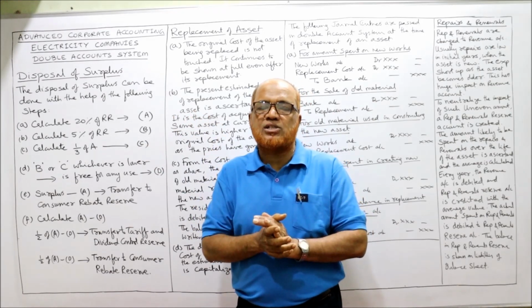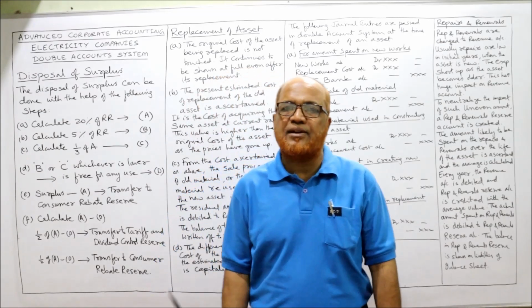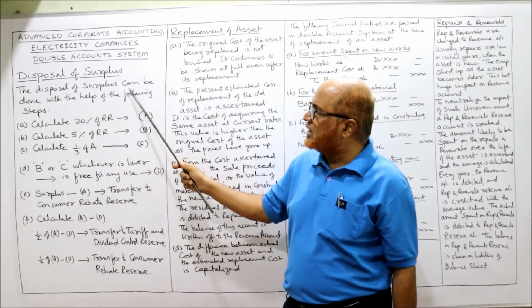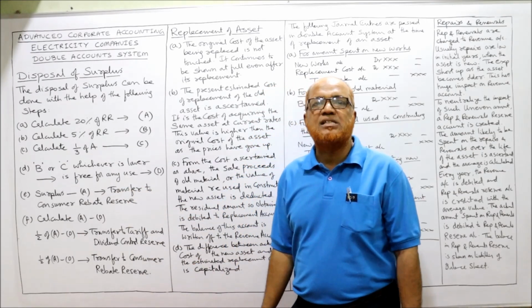Now I am going to explain how to dispose of the surplus. What is the procedure given by the Electricity Act? So here, disposal of surplus. The disposal of surplus can be done with the help of the following steps. First step, calculate 20% of reasonable return.